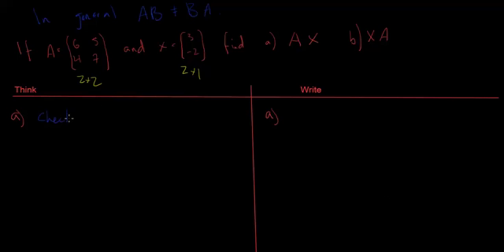So first of all we want to check if columns of the first is equal to the rows of the second. We don't need to write anything for this, but we can look at the columns of the first, which is this guy, is equal to the rows of the second, so that's all good. So now what we want to go ahead and do is apply the multiplication.